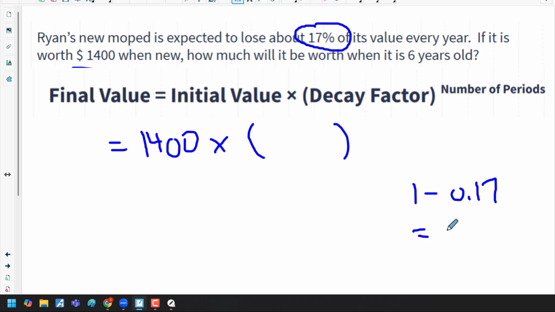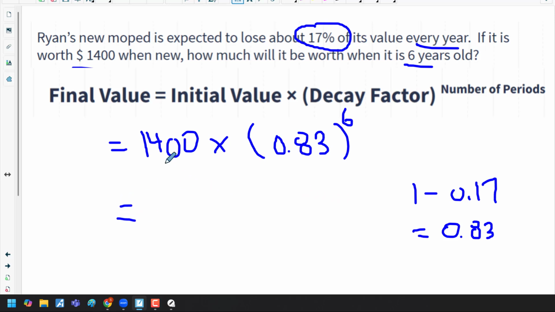A lot of students make that mistake there. This is going to be 0.83, I believe. And number of periods. So this is every year. How many years then? 6 years. That's it. Now it's just a calculation.